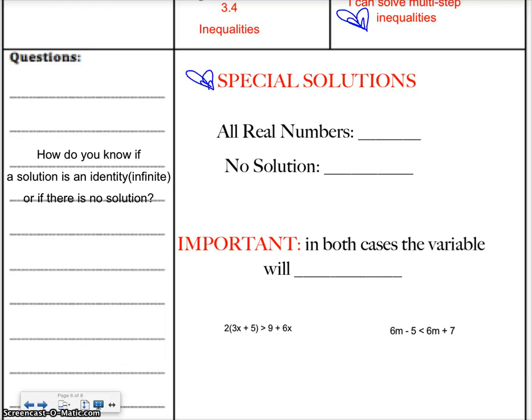Special situations are like the same special situations in chapter 2. It's where you get a true statement, which is all real numbers. All of a sudden the variable will disappear and you're going to get a true statement, such as 5 is bigger than 2. That's true. Or -1 is smaller than 0. True. That's all real numbers. When you use all real numbers, you do that double-lined R.